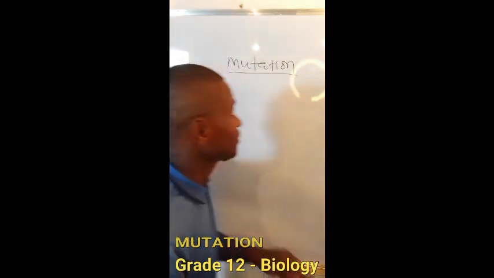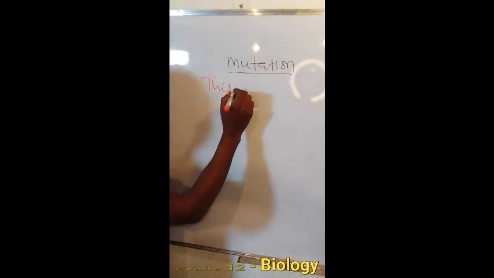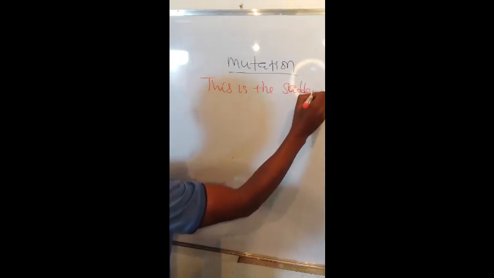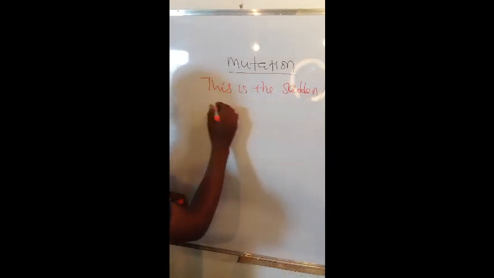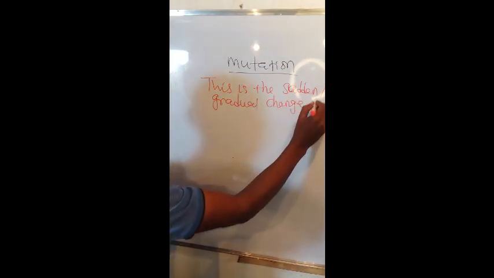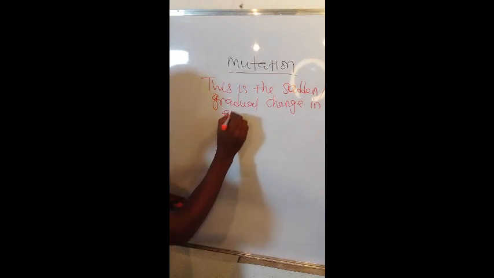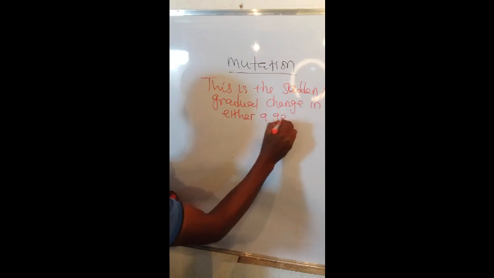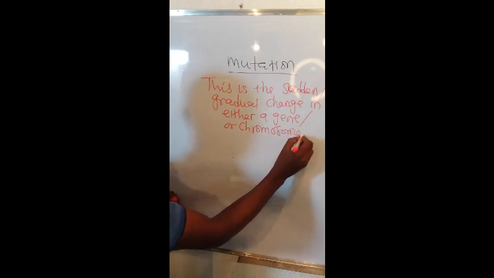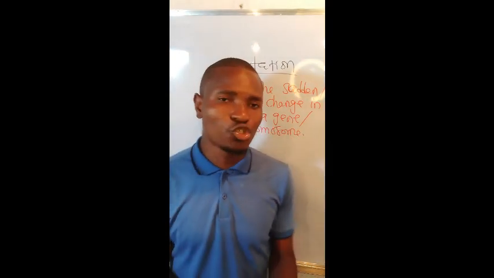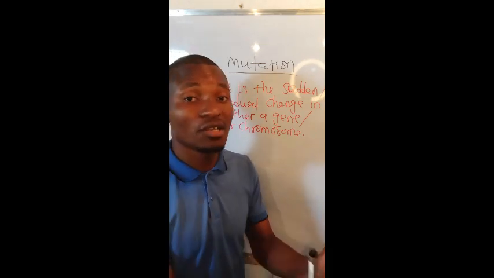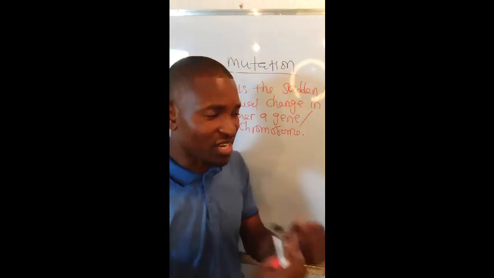Okay, so now mutation. What do you mean by that? Mutation is simply the gradual change in either a gene or a chromosome. Okay, so I just talked about it.